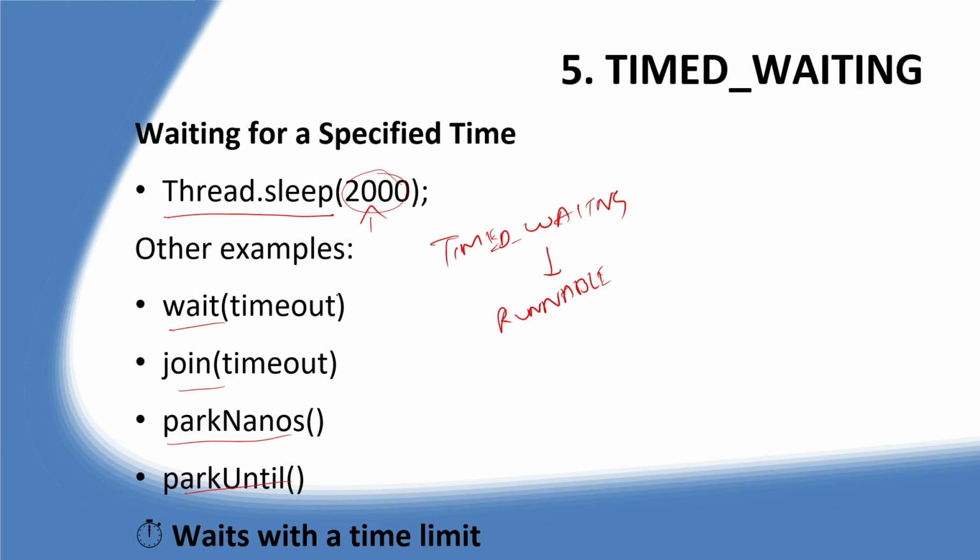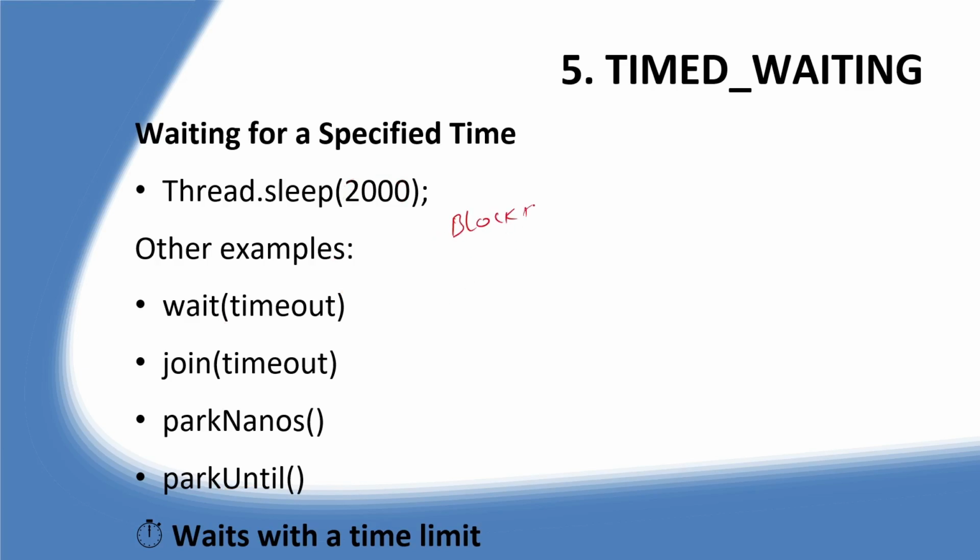Before moving to terminated, these three states are commonly confused. What are those three states? Blocked, waiting, and timed waiting. So let's make the difference very clear. If a thread is waiting to acquire a monitor lock, then it is blocked.